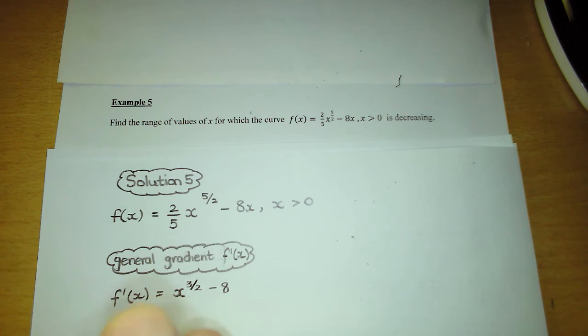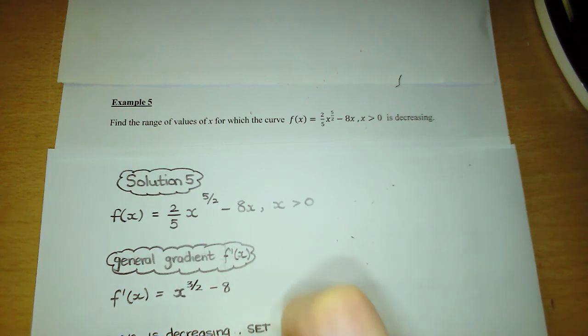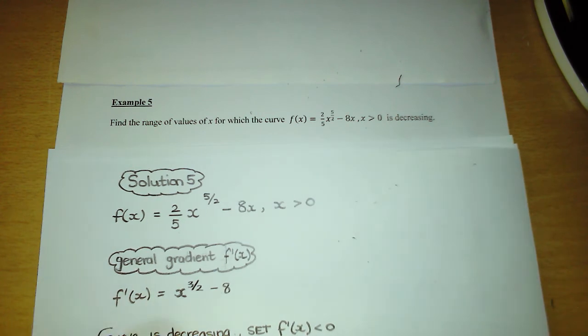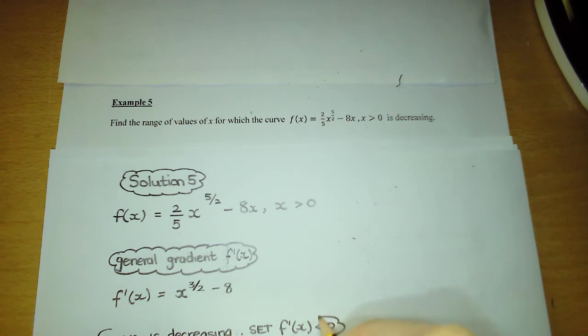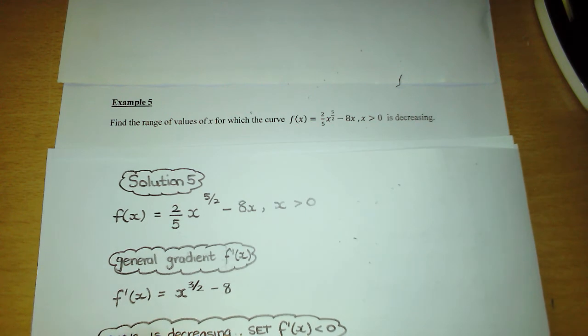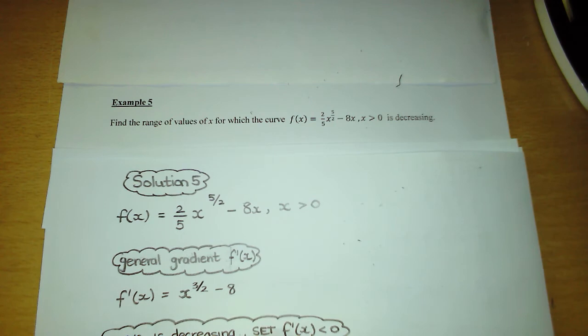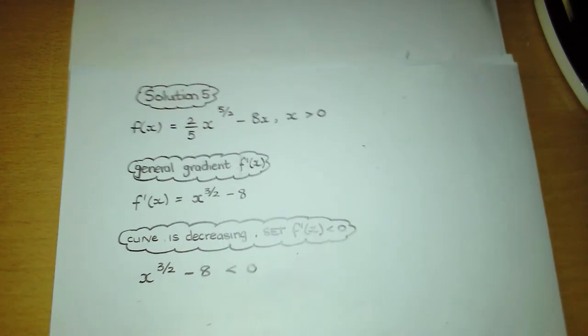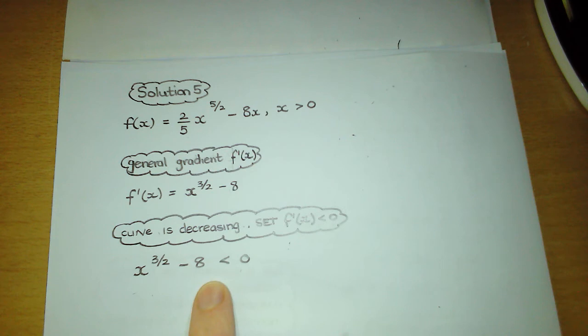Okay, so we want to get now where the curve is decreasing, so the curve is decreasing when we set the first derivative f dashed x less than 0. So we're going to set x to the power 3 over 2 minus 8 is less than 0. So we have an inequality. But again, the problem here is that it's not a quadratic inequality, highest power isn't 2, and it's also not a linear inequality.